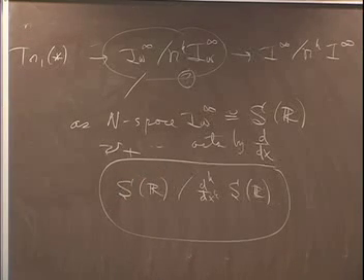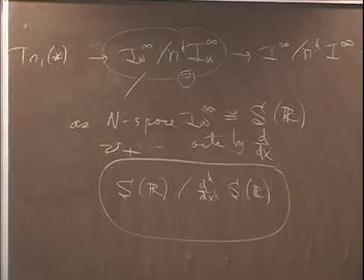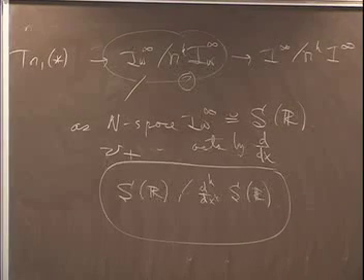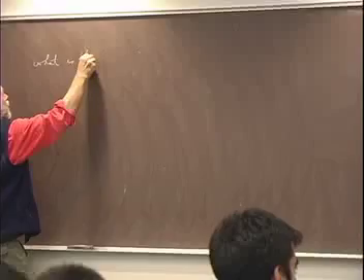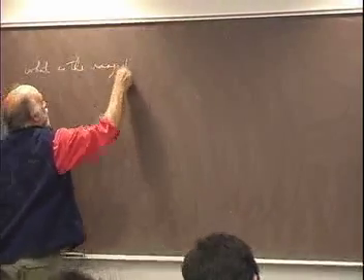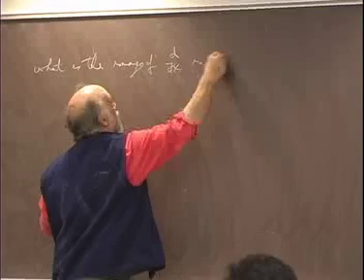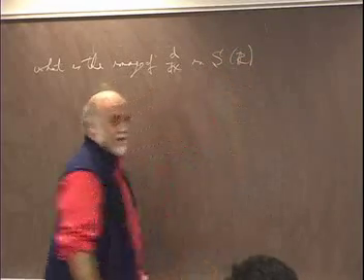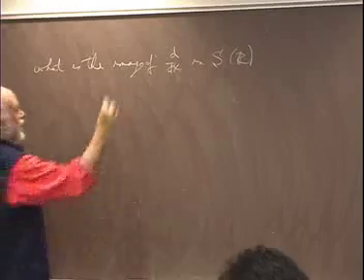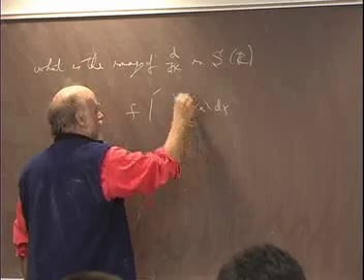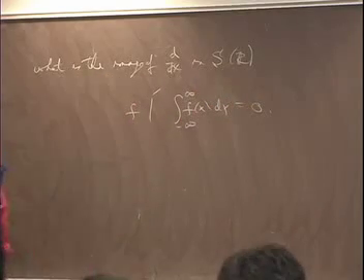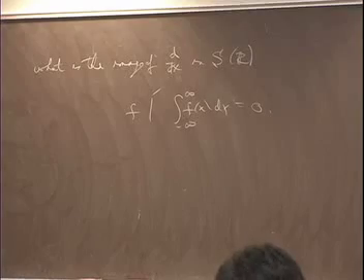Okay, so here's your calculus question for the day. Let's just take k equals 1 just to get a feel for what happens. Okay, let's think about that. So what is the image of d/dx in the Schwartz space of R? All the functions whose integral is 0. Yes. Why is that?